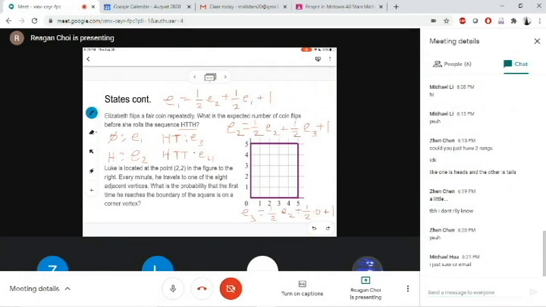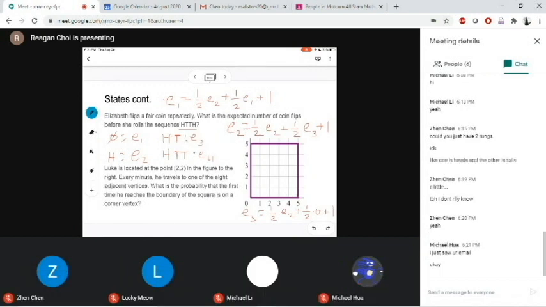So we're doing states right now, and states is where you set a variable for each possible state, for the expected value or the probability. I guess we can just do number 3 now. Any ideas on what the states should be?